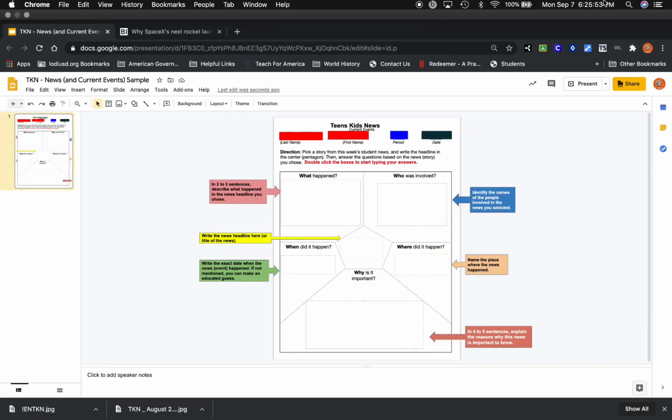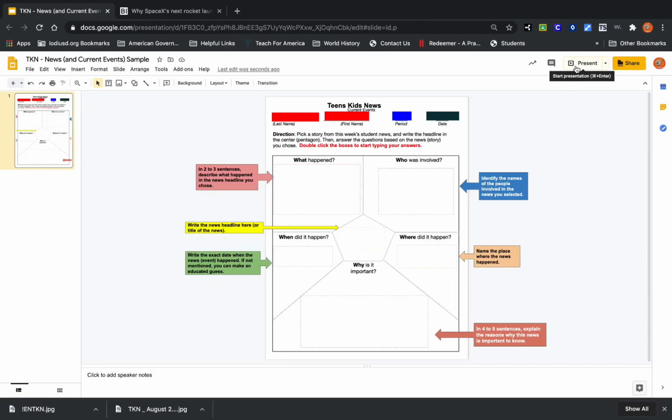Okay, so this is how you do the teens, kids, news, or current events worksheet. This is actually a simplified format of this current events worksheet. And if you compare this to the Google form that you were using, there are fewer questions to answer here. So it looks like this.